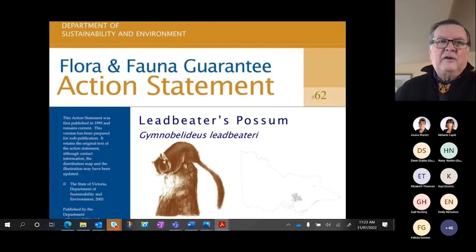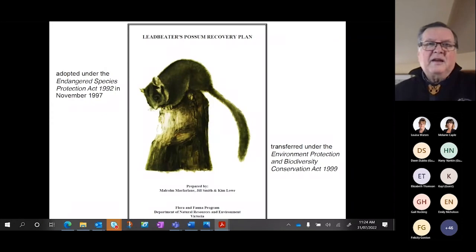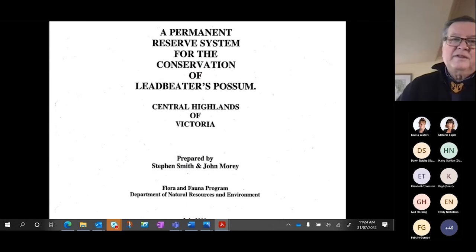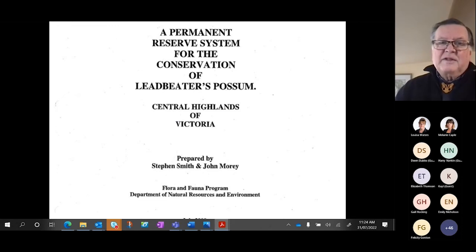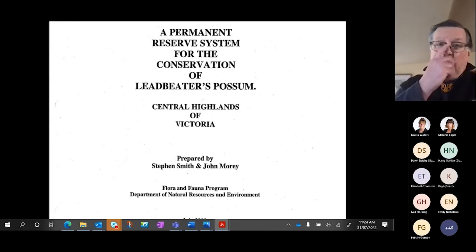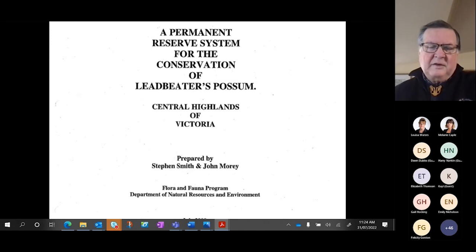And a Flora and Fauna Guarantee Action Statement was set up under the Act in 1995, which became the EPBC recovery plan when the EPBC came in 2000. And by the way, that's still the recovery plan we have in force from the beginning of the EPBC Act. Also, it was recognised that if we were going to protect this endangered species, it was going to need a permanent reserve system in the Central Highlands, which is where it occurs, of course.